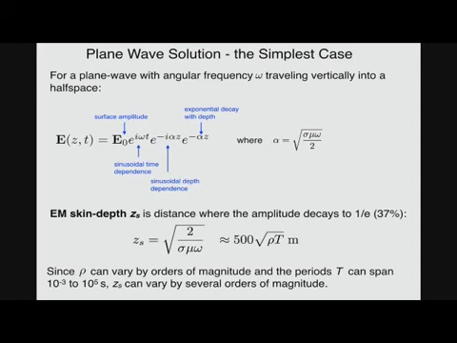So because the conductivity varies so much in the Earth, and because we can measure things at really low frequencies or really high frequencies, we can get this huge range of depth sensitivity through this skin depth quantity.